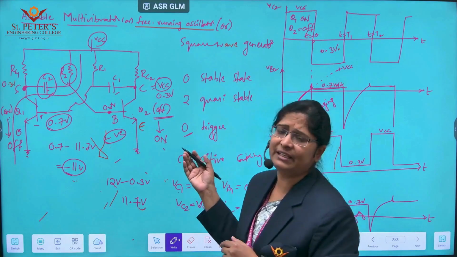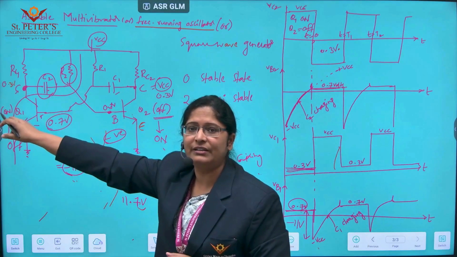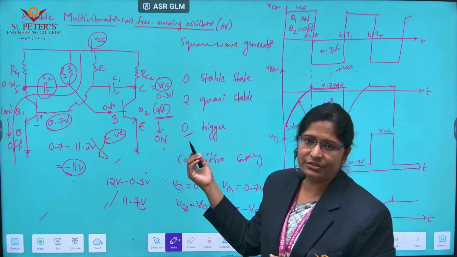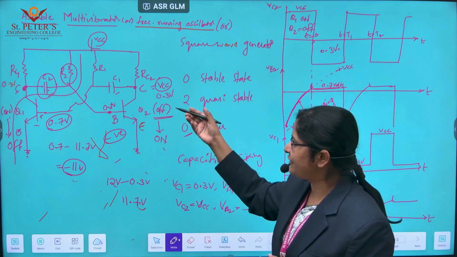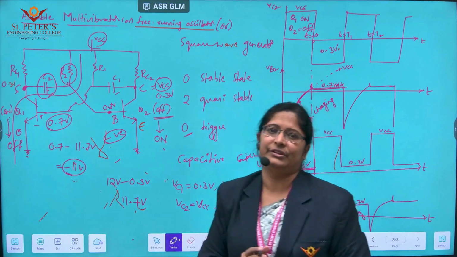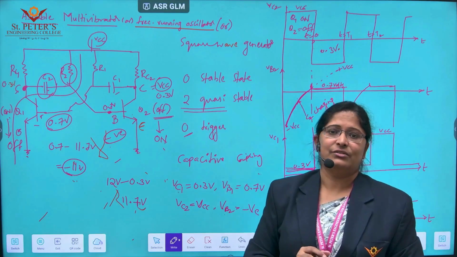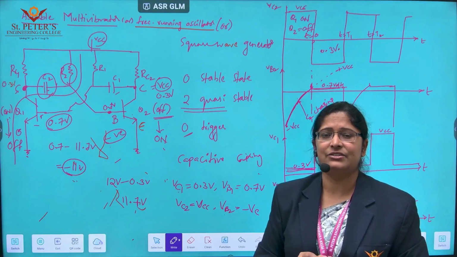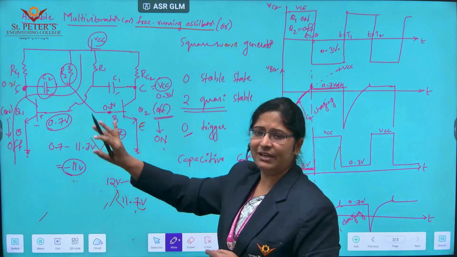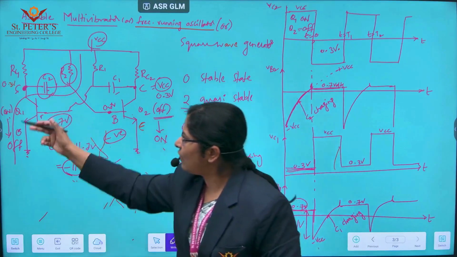If you clearly understand, initially I assumed Q2 was off and Q1 was on. Without applying any external trigger, after some duration of time, Q2 has changed its state from off to on and Q1 has changed its state from on to off. As we know, it has two quasi-states. Quasi-state means without applying any trigger, it changes its state by itself. We did not apply any external trigger here.